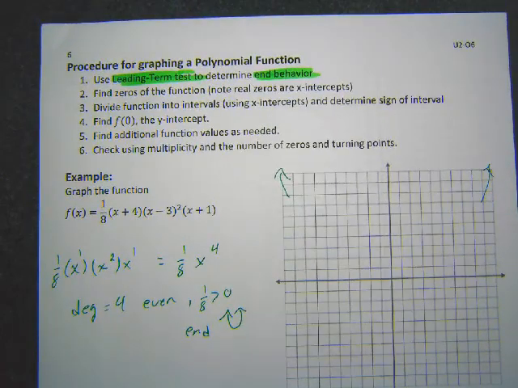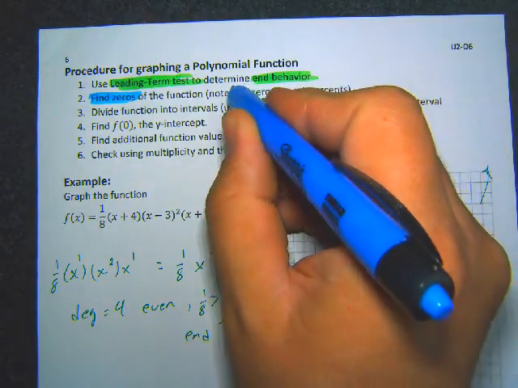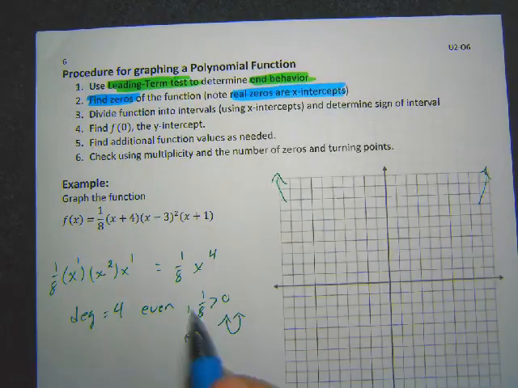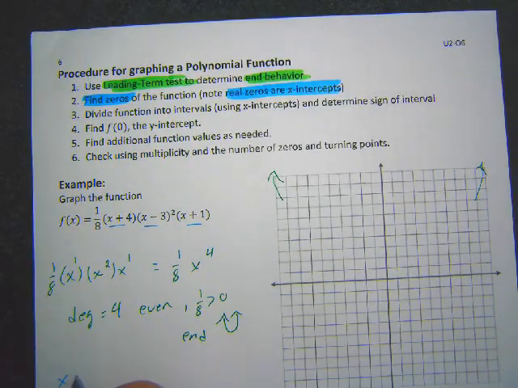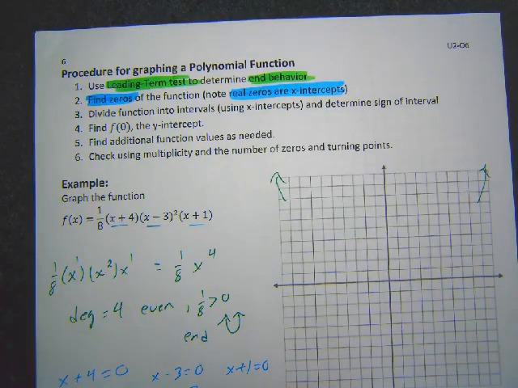Next thing, look at the zeros. Find the zeros. Remember that all real zeros are x-intercepts. Same thing, real zeros and x-intercepts. Here I notice that each one of these parentheses is going to give me a 0. So x plus 4 is going to be one of my zeros, which means x equals -4. X minus 3 is a 0, so x equals 3, because I have to add 3 across. And x plus 1 is a 0, so subtract 1 across, and I get x equals -1.